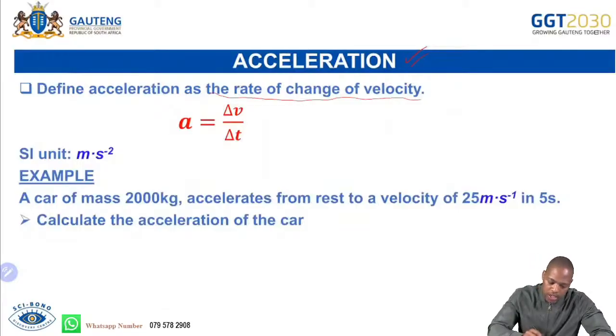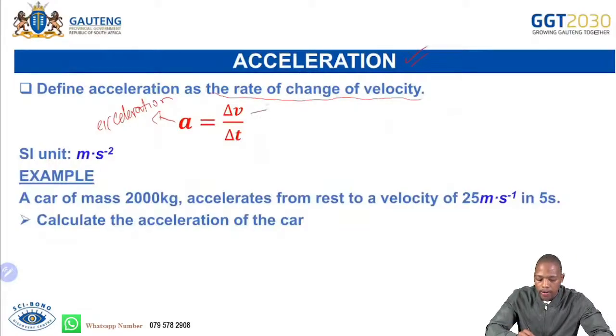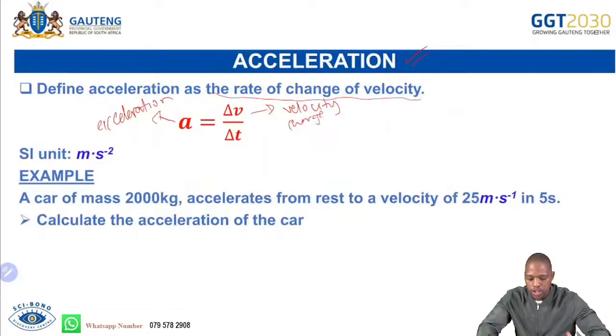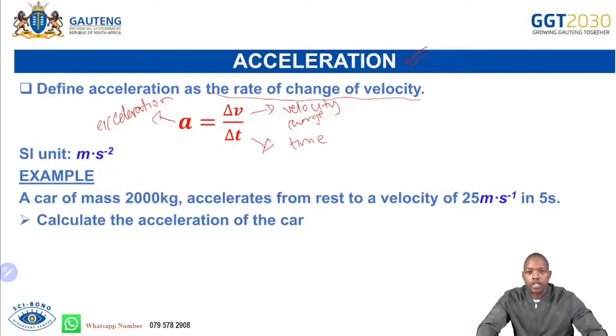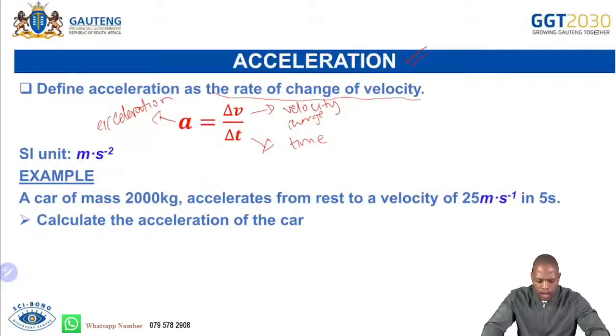Mathematically, acceleration is represented by the formula a = Δv/Δt, where a is the acceleration, right? And v is the velocity, but specifically the change in velocity, how the velocity was initially and how the velocity is finally, right? And t is the change in time, because we are looking at how the velocity is changing with regards to time.